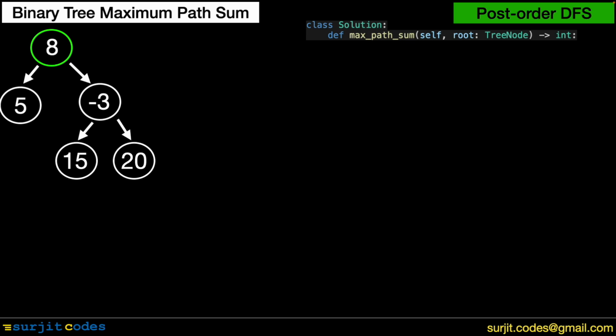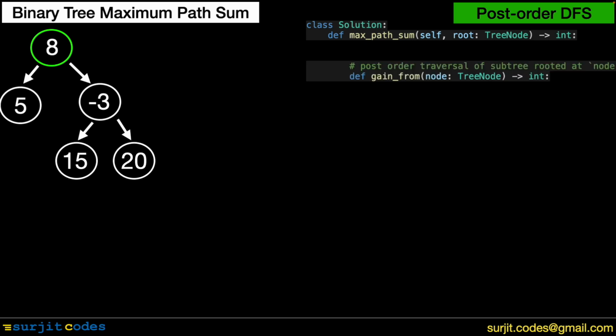Consider the same tree with these 5 nodes. Root node is 8. We will process all the nodes of the tree recursively. The recursive function gainFrom finds the gain contributed by a subtree to its parent. For example, with 8 as the root, gain from its left subtree is 5, and gain from its right subtree with node minus 3 is 17. With this introduction, let us develop the function gainFrom.